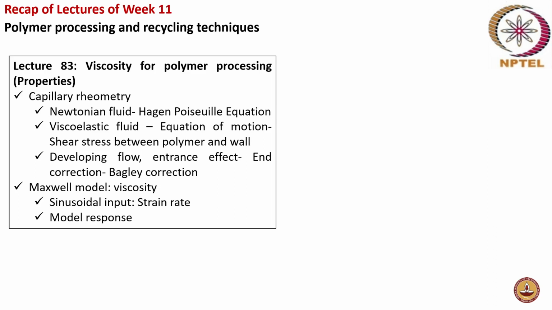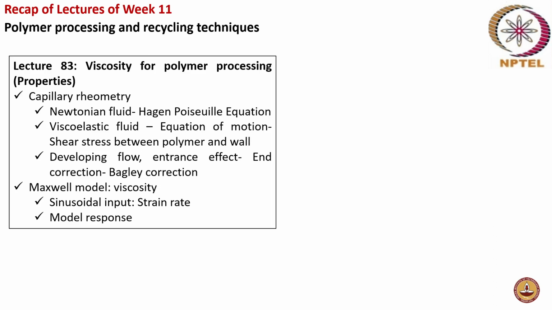Yes. So the final lecture of the week was on viscosity for polymer processing. So capillary rheometry was discussed, and for example, Newtonian fluid. Capillary rheometry obviously involves a pressure difference. For any material to pass through the capillary, you need some pressure difference. So in case of a Newtonian fluid, you have the Hagen-Poiseuille equation, where there is a relationship between the pressure difference, and you will have the viscosity term as well.